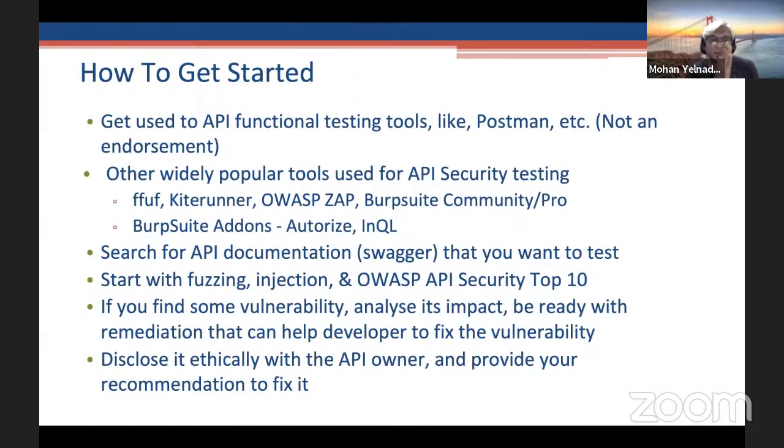Look at APIs, look at the API functional testing tools, and get familiar with them. Look at the OpenAPI specification, and get familiarized with Swagger and the other contracts that an API exposes. Then you take the next step of doing API security testing with all the fuzzing and injection techniques and the API security vulnerability list, and see if you can find something. So that's how you get started.